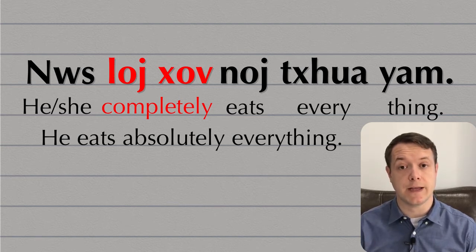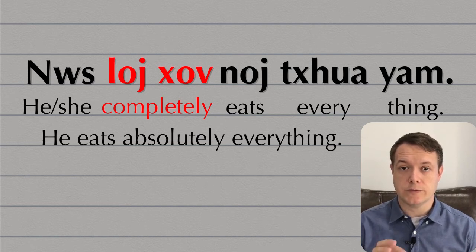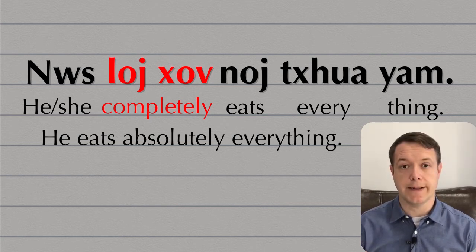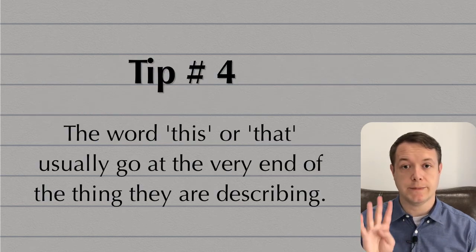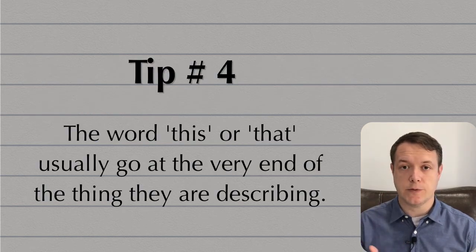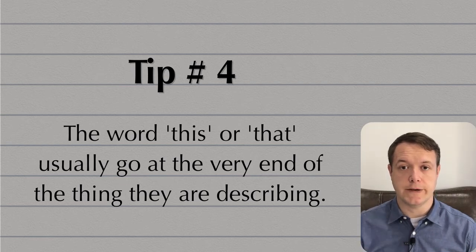There's a handful of adjectives or adverbs like that. For example, the word yang, or a few others, specifically those words, go before the thing they describe. But again, they're rare. Okay, tip number 4, the word this or the word that usually go at the very end of the thing they're describing. So when we use an expression like this car or that house over there, in English, in Hmong, we would put the word this or that at the end of what we're describing.